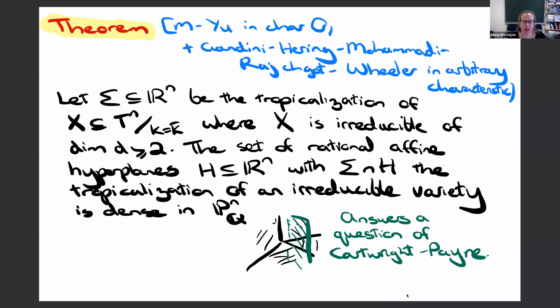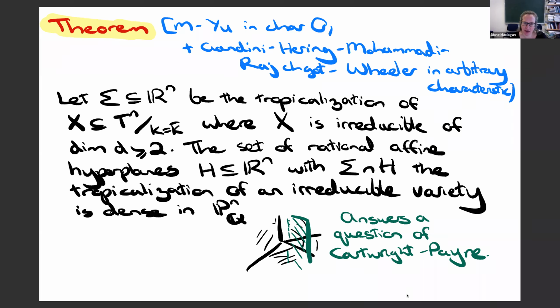Okay, so what do I mean by a tropical Bertini theorem? This looks closer in a sense to the classical Bertini theorem. I've got something that's the tropicalization of a subvariety of a torus. Here I'm working over an algebraically closed field, and here X is irreducible of dimension at least 2. What I want to look at is the collection of rational affine hyperplanes in R to the n that, when I slice it with sigma, give me the tropicalization of an irreducible variety. And it turns out that these are dense in P^n(Q), in projective space. I'm thinking of projective space over the rationals as parameterizing my affine rational hyperplanes in R to the n.